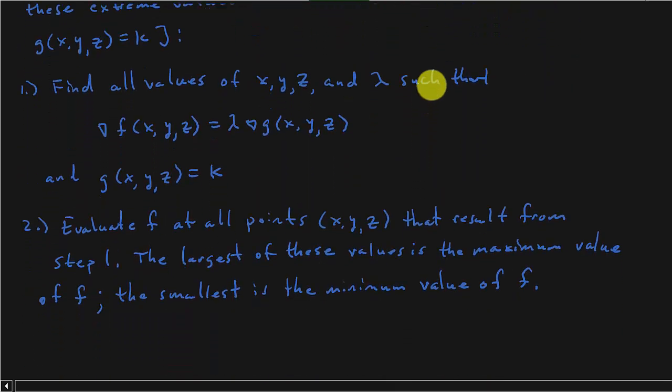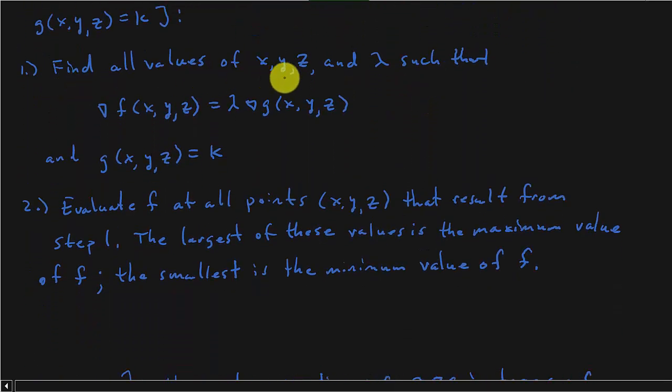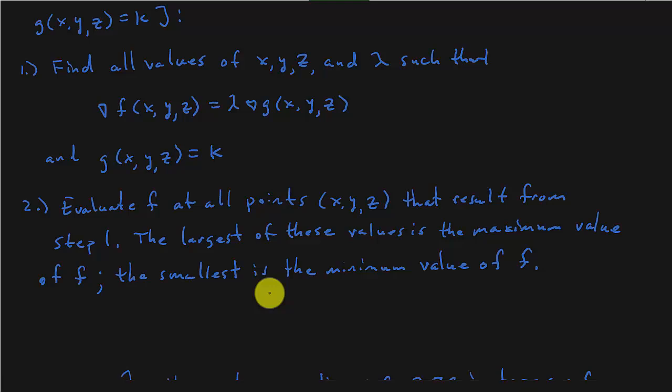All right, so step 1 says find all values of x, y, z, and lambda such that the gradient of f equals lambda times the gradient of g, and g of x, y, z equals k. So we're going to have a system of equations to solve. Then it says evaluate f at all points x, y, z that result from step 1. The largest of these values is the maximum value of f, and the smallest is the minimum value of f. So this is finding the maximum and minimum subject to some kind of constraint.